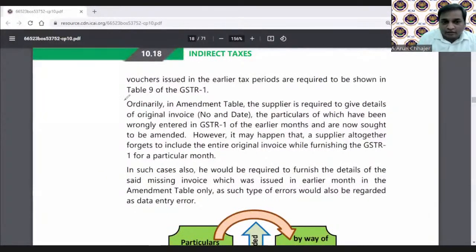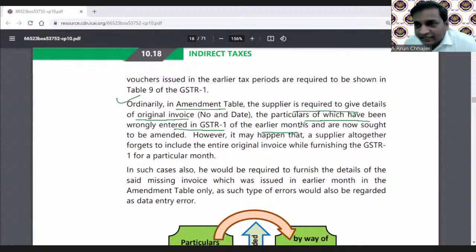Voucher issued in the earlier. Ordinarily, in the amendment table, the supplier is required to give the details of the original invoice number and date, the particulars of which have been wrongly entered in the GSTR1 of an earlier month. For example, for invoice number 121, I have entered the wrong GST number. So what I will do, I will go to the GST portal.